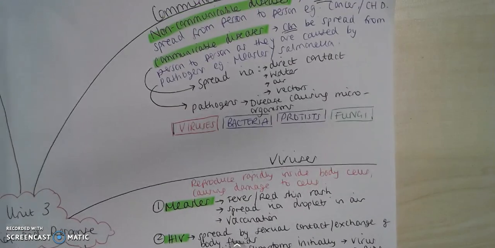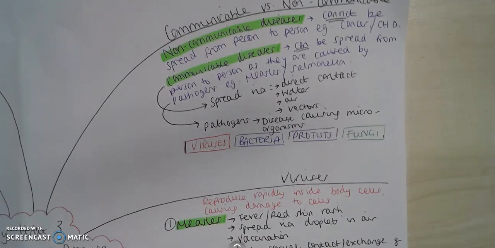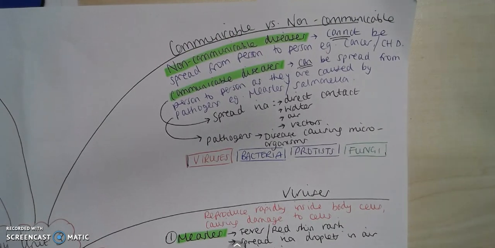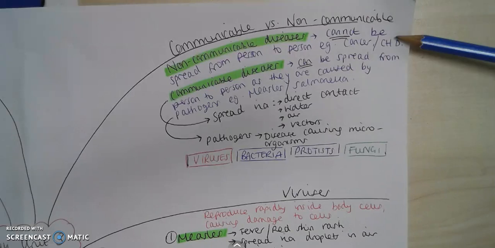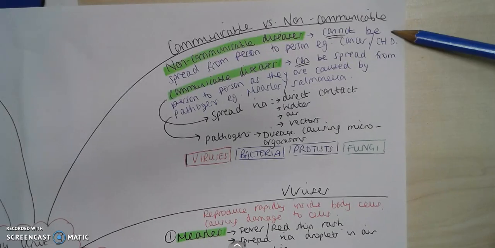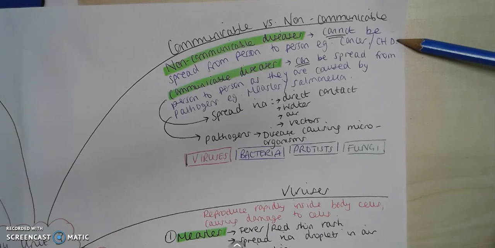So if we just start first of all with a bit of an overview on pathogens and different diseases, it ties in slightly to Unit 2, but I want to make it really clear before we carry on the difference between non-communicable and communicable diseases. Non-communicable ones, as we looked at in part of Unit 2, are ones that cannot be spread from person to person. Good examples of these are cancers and CHD, so coronary heart disease.